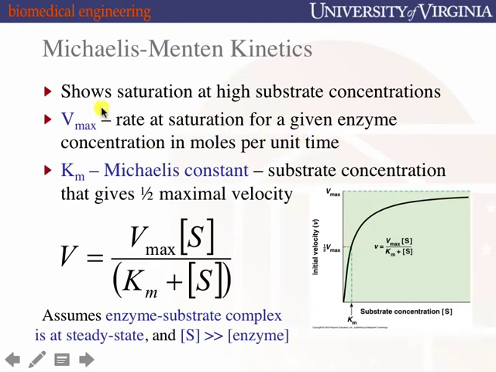Please be really specific when you're studying about how this is worded. The rate at saturation, right? It's an asymptote when the substrate concentration is very high for a given enzyme concentration. That's critical, in moles per unit time. All right. The Michaelis constant, or Km, is the substrate concentration that gives the half maximal velocity.